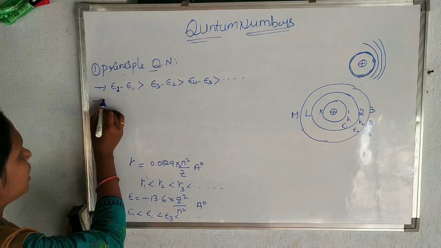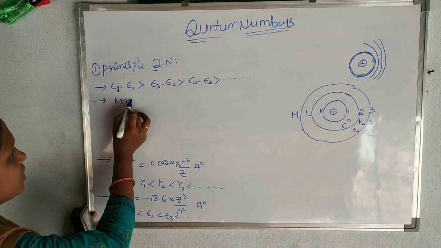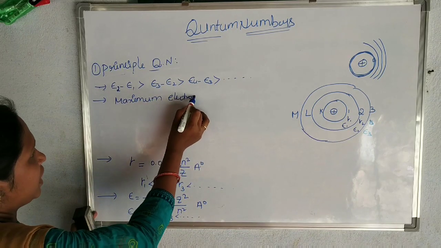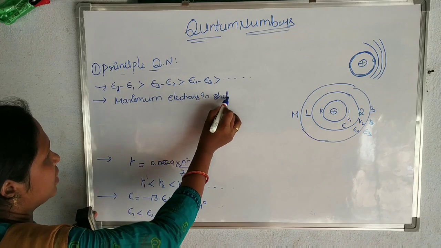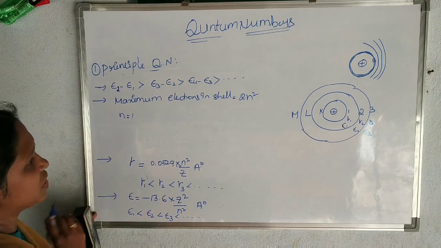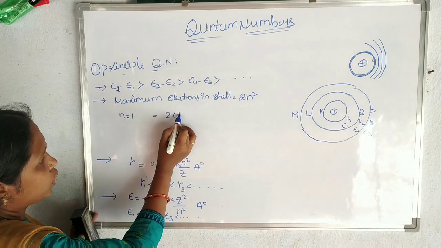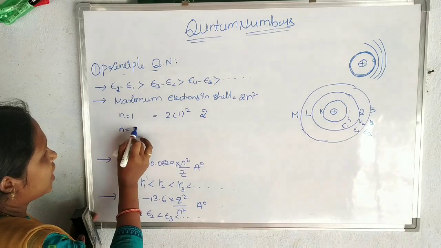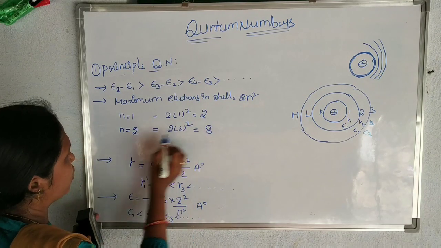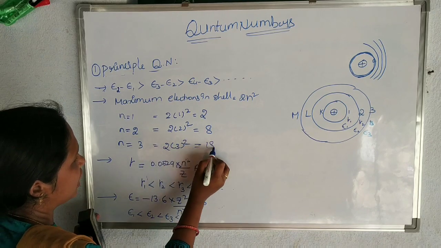Okay, and next, the maximum number of electrons present in a shell is generally represented as 2n². The maximum electrons in a shell is equal to 2n². That means in the first main energy level, or first shell, the number of electrons is equal to 2 into 1 squared, which equals 2. In the second energy level, or second shell, it is 2 into 2 squared, which equals 8 electrons, and n equal to 3 means 2 into 3 squared, which equals 18 electrons.